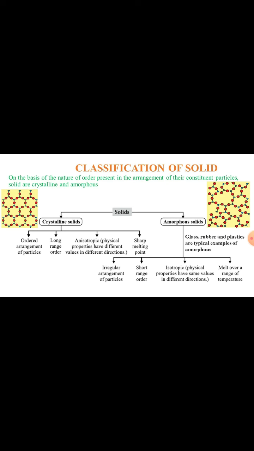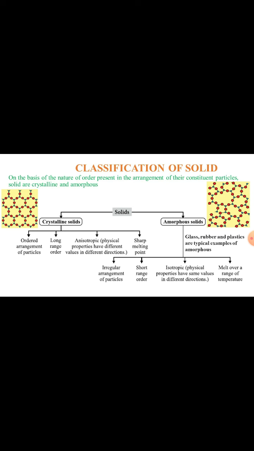Just like we took the example of plastics. When we heat the plastic, first of all plastic becomes soft and then starts melting. That's why amorphous solids do not have a sharp melting point. Some common examples of amorphous solids are given below under the heading amorphous solid.